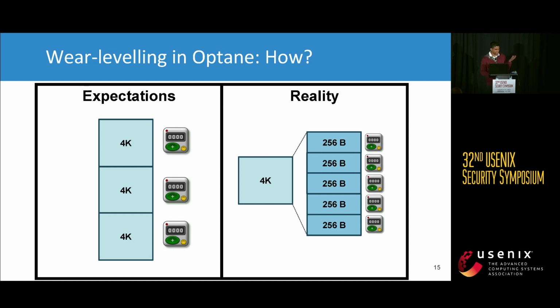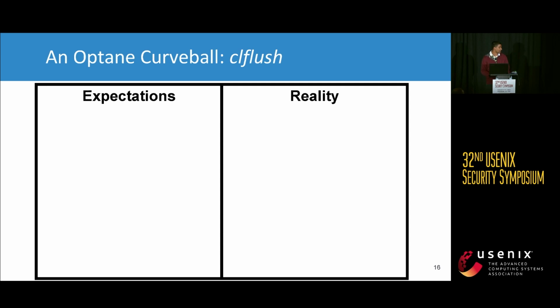So when we tested with Optane, we found that every 4 kilobyte page had 16 independent counters, and there was one counter for every 256 byte line. And when any of these counters overflowed, the entire 4 kilobyte page was remapped. And apart from this, Optane had other curveballs for us.